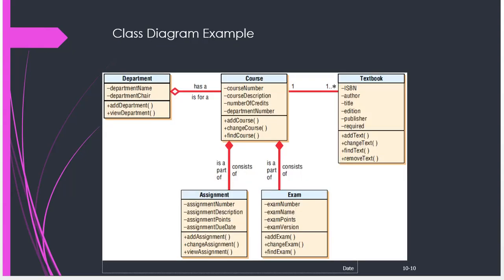This is also another class diagram which is showing the inheritance relationship between various classes. For example, the assignment class and the exam class can inherit from the course class, and the course class has a relationship with the department as well as the textbooks. So that's basically what class diagrams will show you.